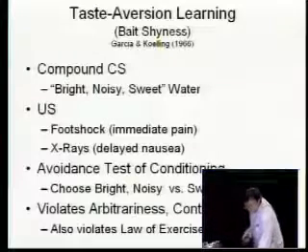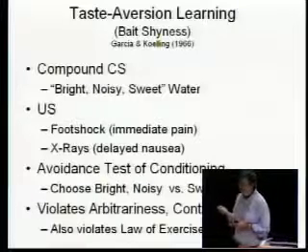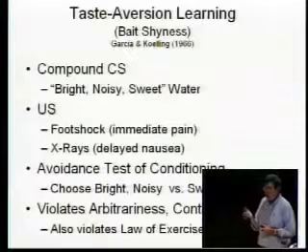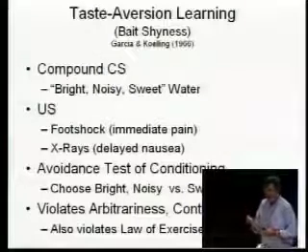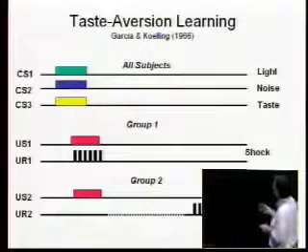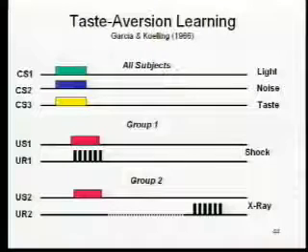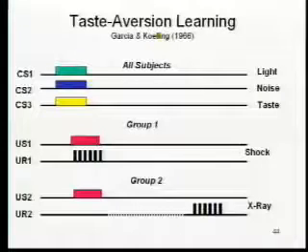And what Garcia and his colleagues discovered was that animals would avoid the water, but the water source that they avoided depended on the unconditioned stimulus to which they had been exposed. Here is a schematic diagram of the experiment. All subjects were exposed to bright, noisy, sweet water. Some subjects were then exposed to foot shock, which produced immediate pain. Another group was exposed to X-rays, which produced delayed nausea.